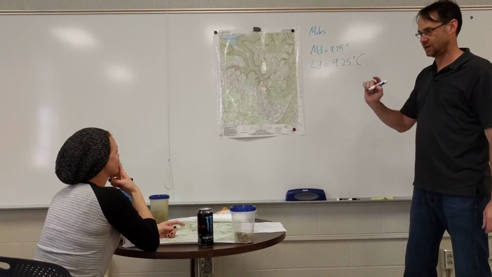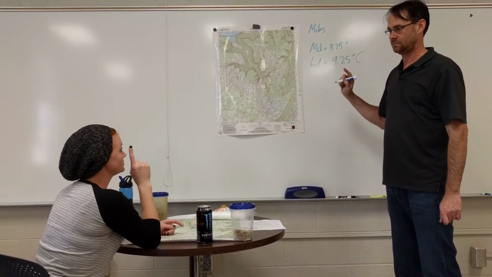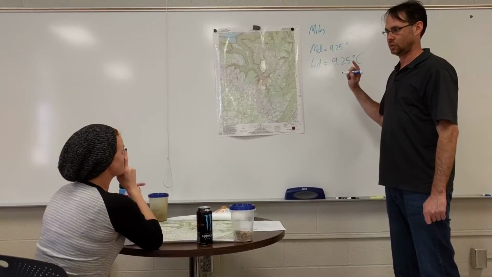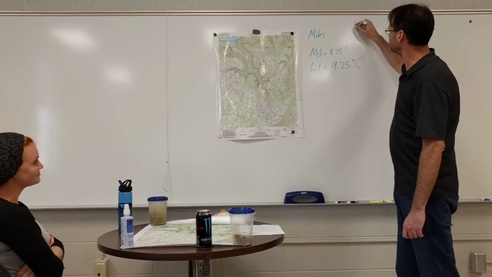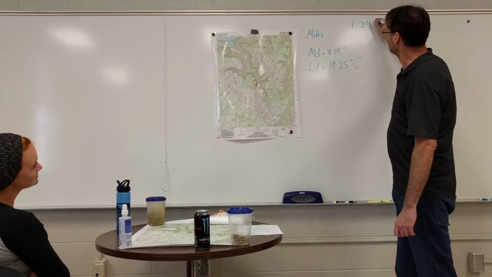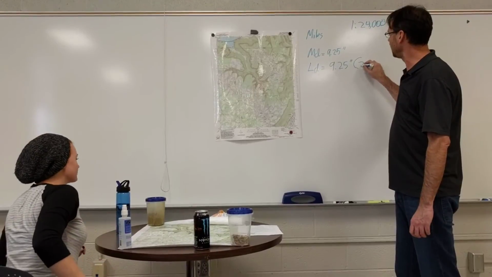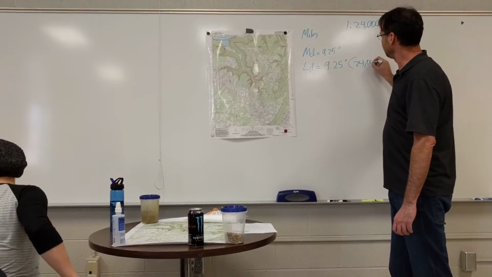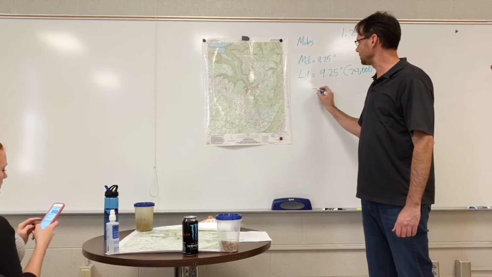What is the fractional scale? 1 to 24,000. How do we get the land distance? We multiply our map distance by our fractional scale. So our land distance is 9.25 times 24,000. Somebody tell me what that equals, please?